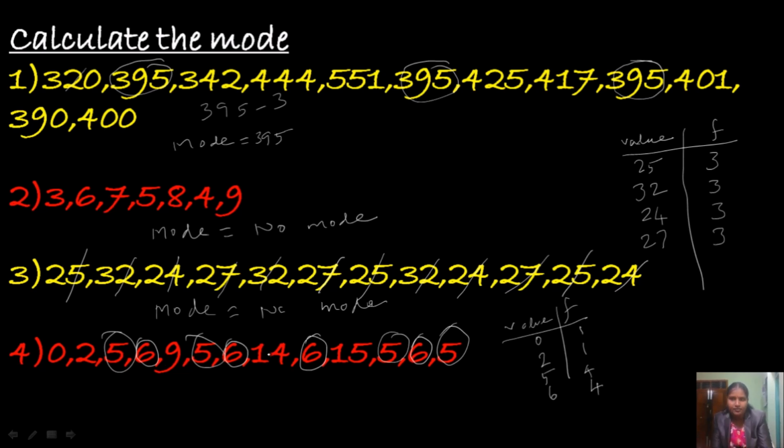Remaining 9, 14, 15 all repeat only once. So 5 and 6 have the maximum frequency. So mode in this case is 5 and 6. This is an example of a distribution having 2 modes. This is a bimodal distribution. It has 2 modes, 5 and 6. Both of them repeat 4 times each.